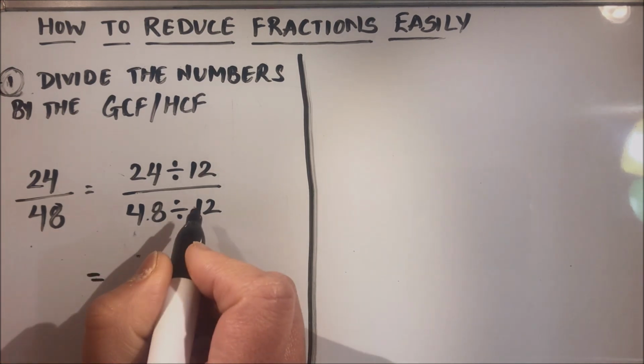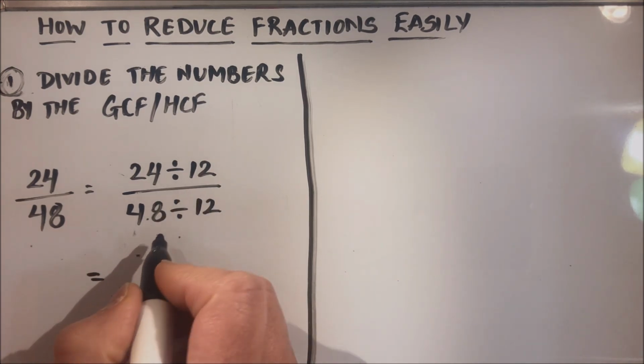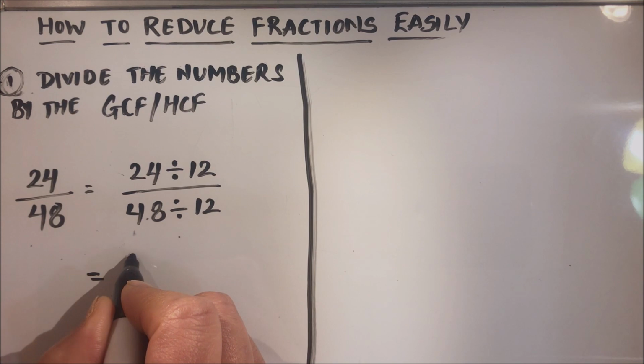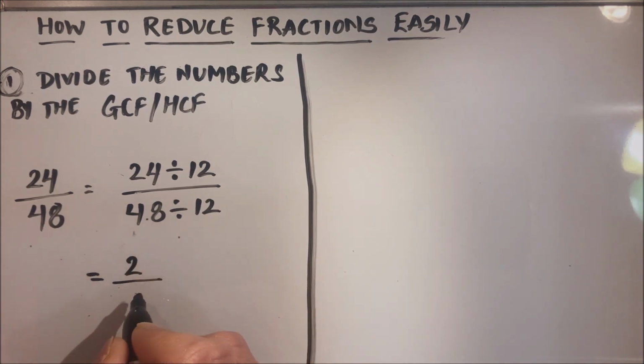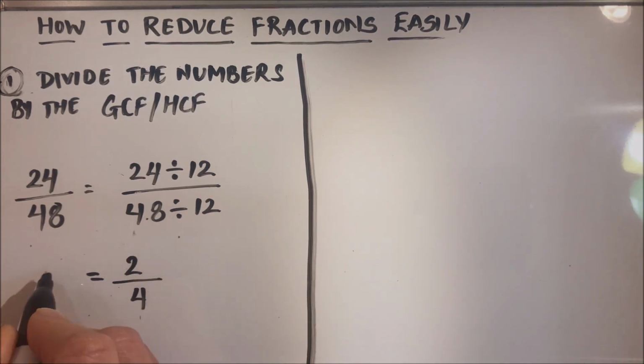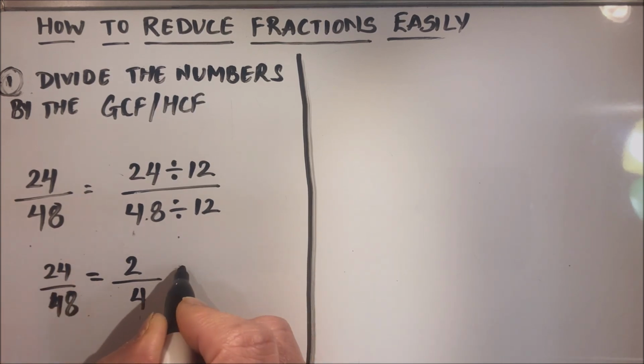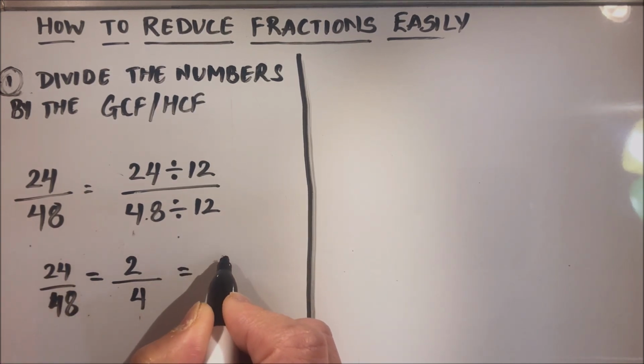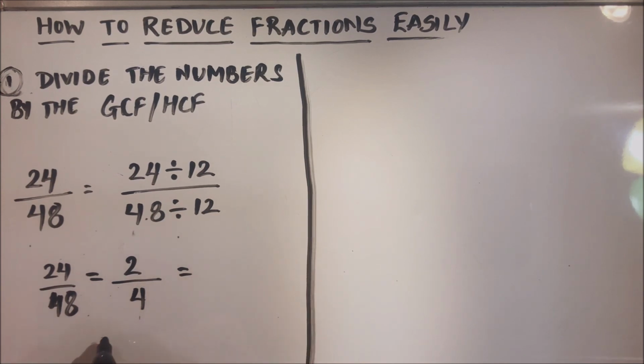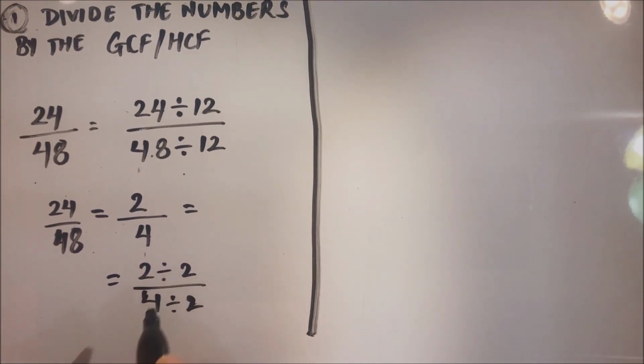So this will be 24 divided by 12 is 2 and 48 divided by 12 is 4. So this is reduced to 2 over 4, which we can further reduce by dividing by 2. So 2 divided by 2 and 4 divided by 2. So this will give us 1 over 2.